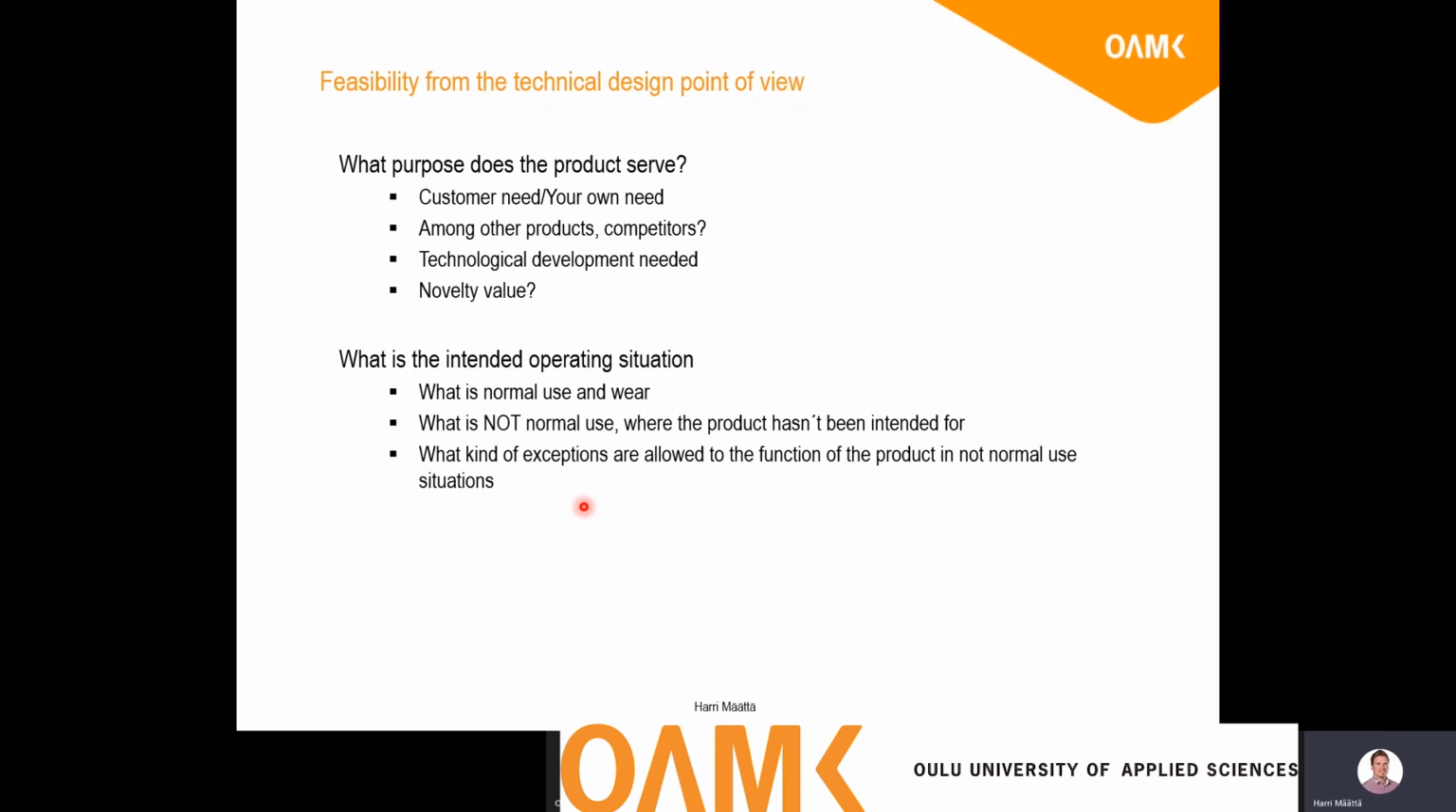You have to also think about the operating situation. What is the normal use of the product? How is it wearing during that normal use? How long is it going to last in that normal use? But as already learned in the previous lecture, what is not the normal use, what the product hasn't been intended for? The user is going to use it abnormally whenever there is a possibility. That is something we have to remember.